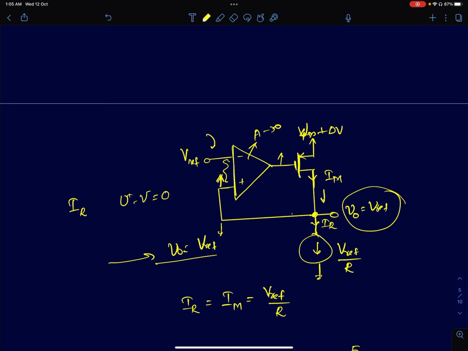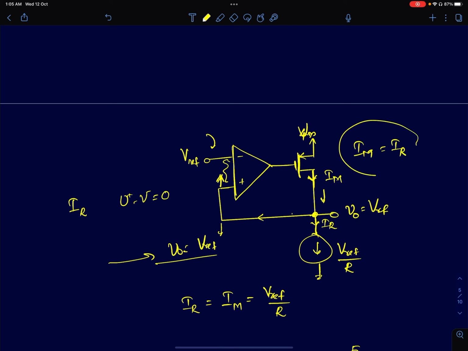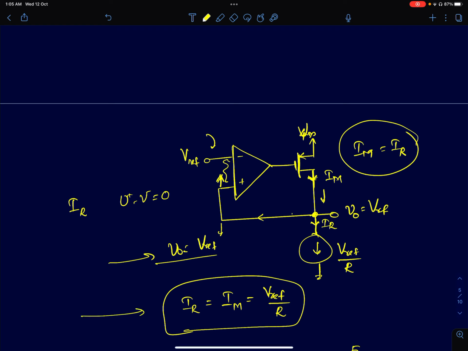Now the question is, previously, let's assume delta V was 0. If delta V is 0, previously, when V0 was equal to Vref, since the current through the input of the op-amp is 0, the current through the MOSFET, IM, was exactly equal to IR, the current flowing through the resistor. The same current was flowing through both, so I can say IR equal to IM, which is equal to Vref by R.